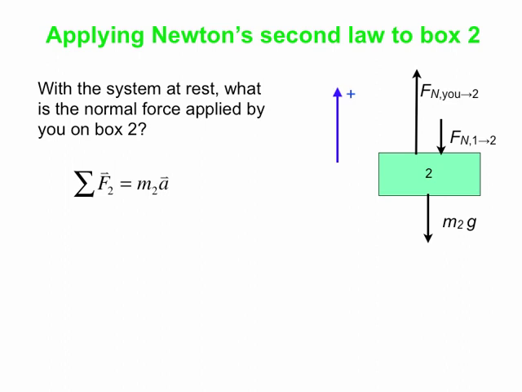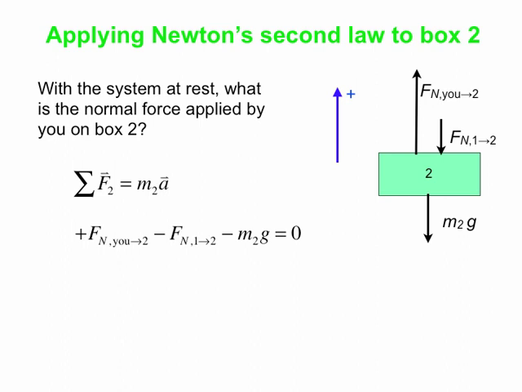Again, we choose a positive direction. Let's make up positive again. That sets the signs for our different terms. Anything going up is positive. That's only the normal force exerted by U on box 2. Anything going down, the normal force applied by box 1 on box 2, is a downward force. That goes in with a minus sign in our equation. M2G, that's directed down. That's the force the Earth exerts on box 2. That goes in with a minus sign as well.